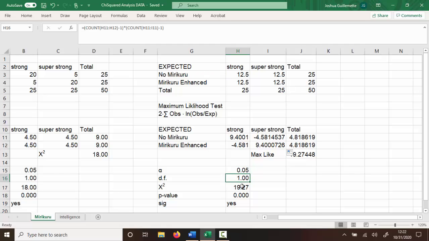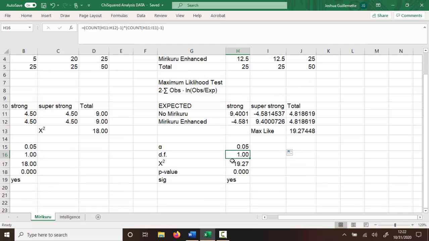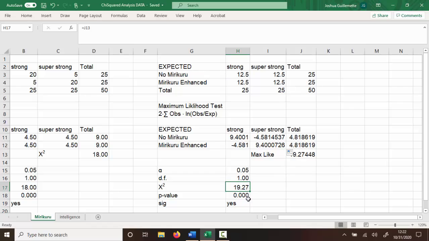Again, here's my alpha, my level of significance, my degree of freedom. I actually did a little count thing here. There's the 19.27. Again, it's a little bit further away, so the p-value is still 0, and so it's still significant. But it just shows you it's a tiny bit different way of doing it.